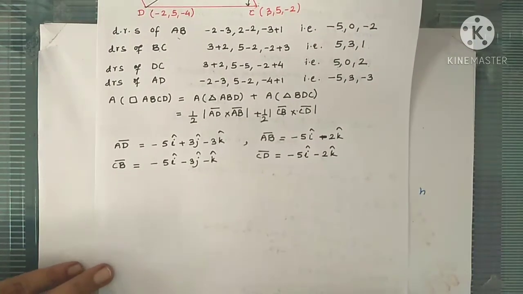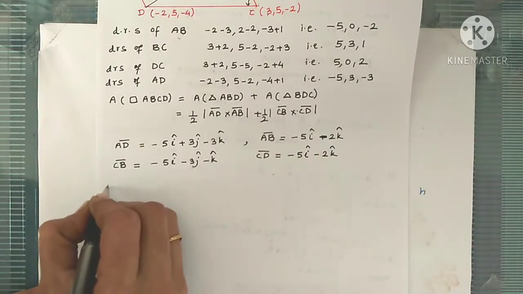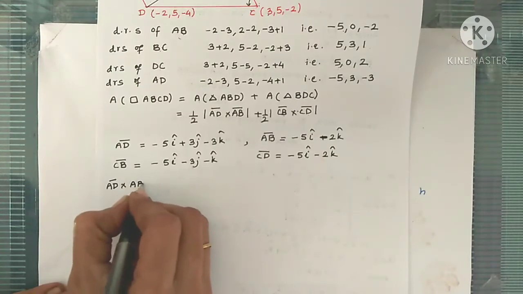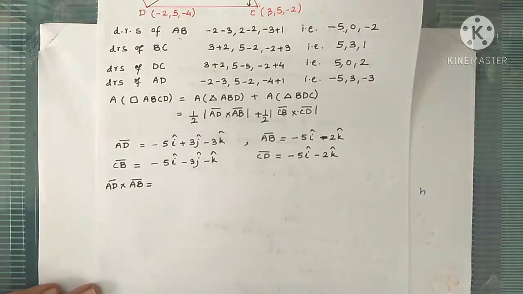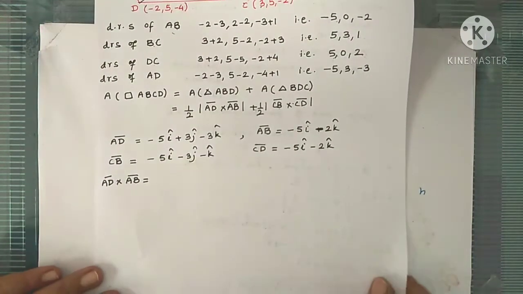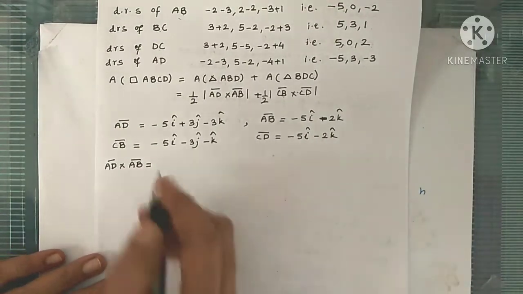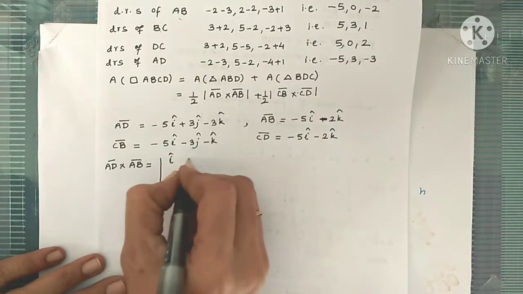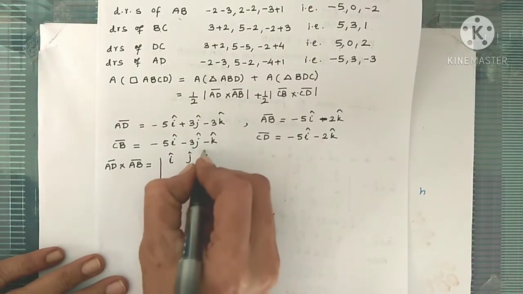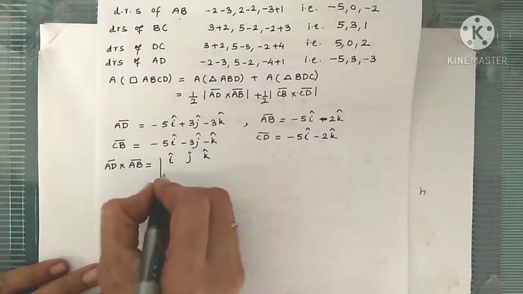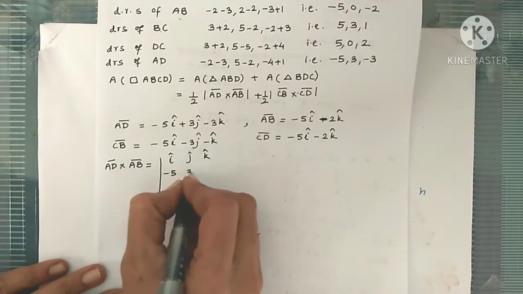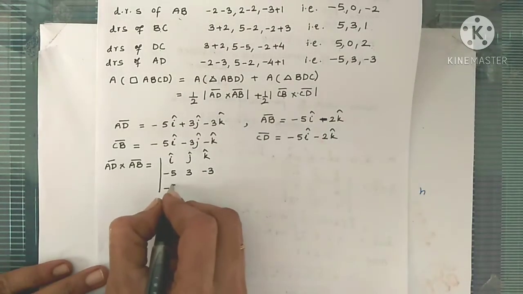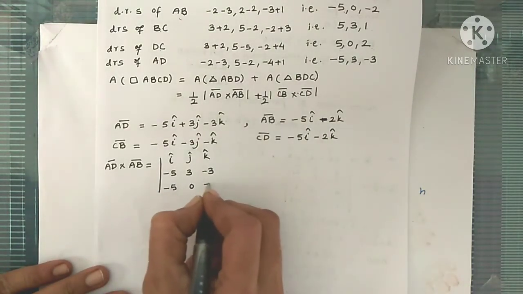So let's find out the cross products. AD bar cross AB bar first. After that we will be finding out the modulus, and then we will multiply by half. So AD bar cross AB bar is the determinant of i cap, j cap, k cap. Now AD bar is minus 5, 3, minus 3. AB bar is minus 5, 0, minus 2.